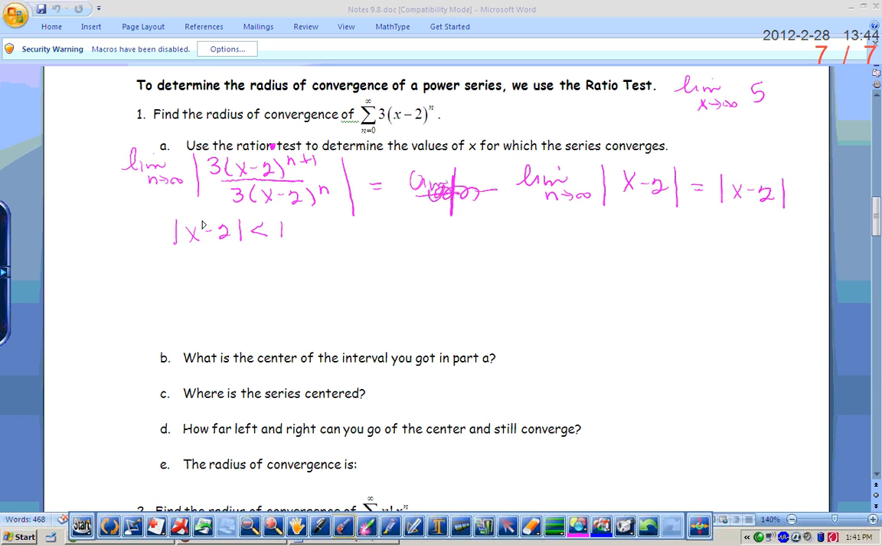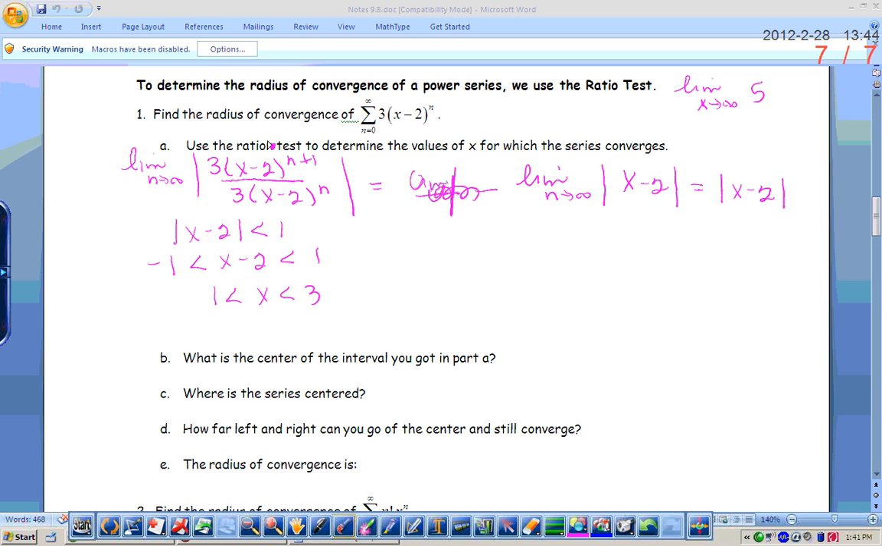So when we have an absolute value less than 1, then I can change it to negative 1 is less than x minus 2 is less than positive 1. And then when I solve for x, I get that 1 is less than x is less than 3. So that's my basic interval of convergence here. I used the ratio test, I found my limit, and then I had to find the x values that would make that limit be less than 1. And those x values are between 1 and 3.